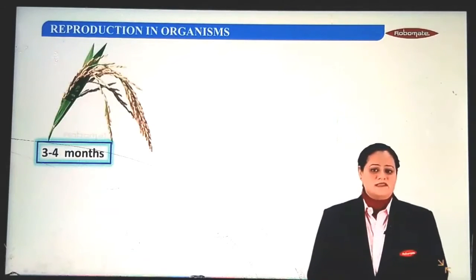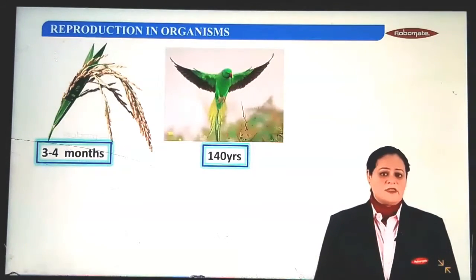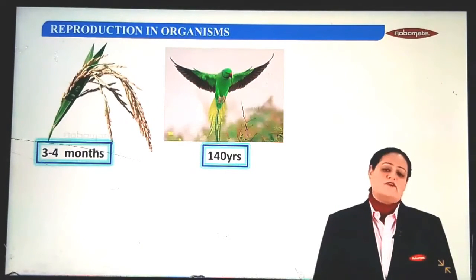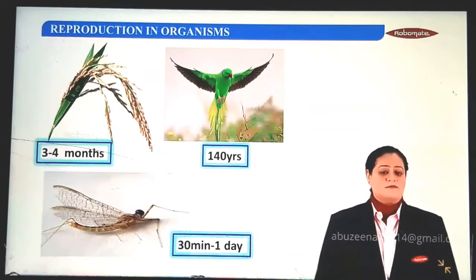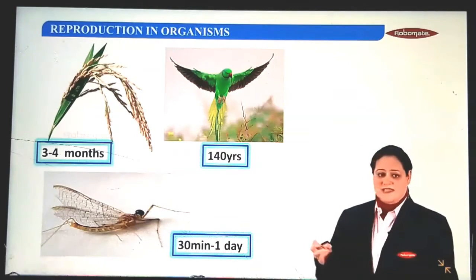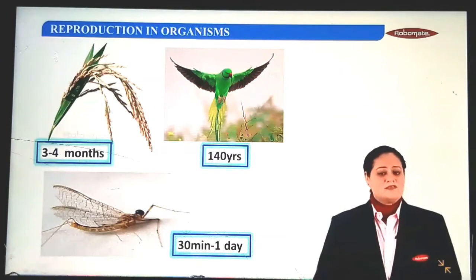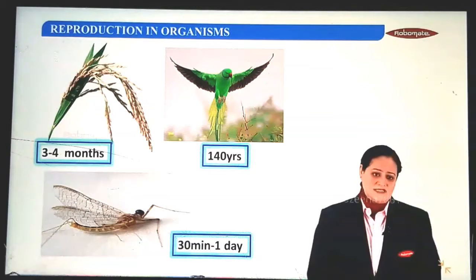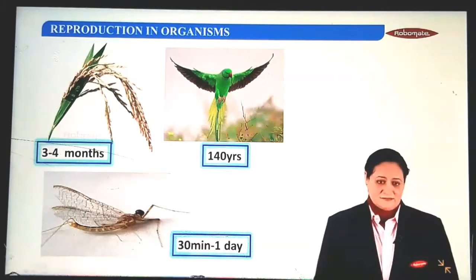A rice plant has a lifespan of only 3 to 4 months. A parrot lives for 140 years. And a mayfly, please see out here, a mayfly has a lifespan of only 30 minutes to 1 day. So these are all the diversities found in the lifespans of different organisms.